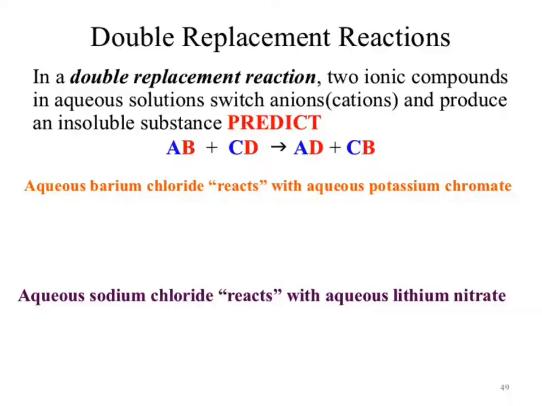Okay? So when we look at our double replacement, aqueous barium chloride "reacts" with, notice the reacts is in quotes because maybe it doesn't actually react. And I'm not giving you enough information to decide that yet. So aqueous barium chloride reacts with aqueous potassium chromate to produce what?